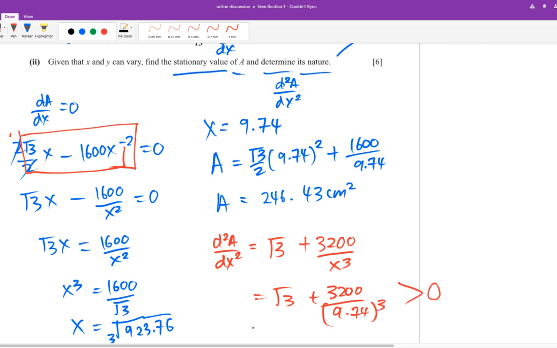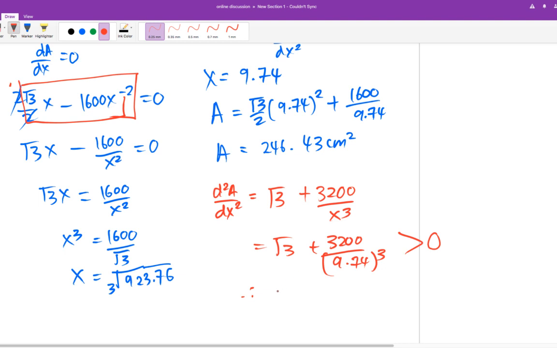So therefore it is bigger than 0, right? Because this is all positive value, do not have any negative here. So therefore it is minimum.